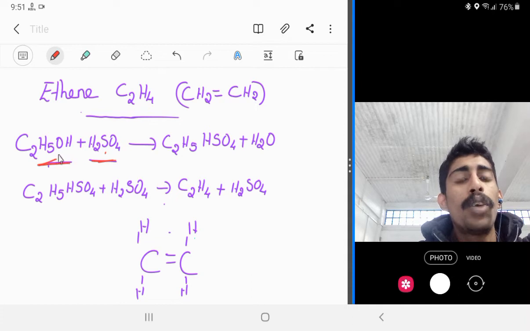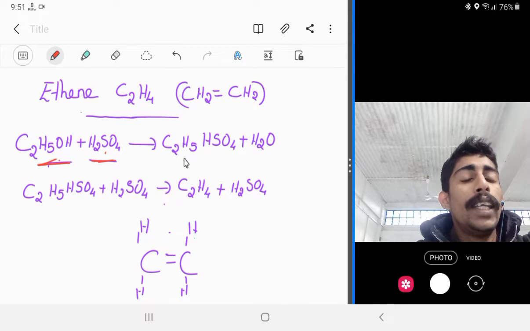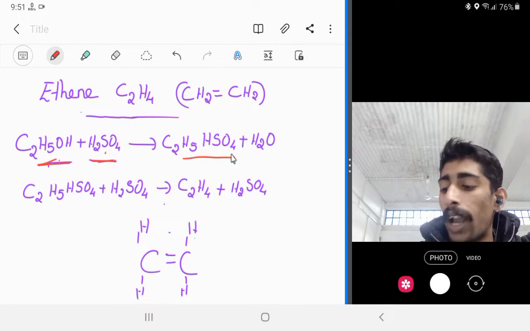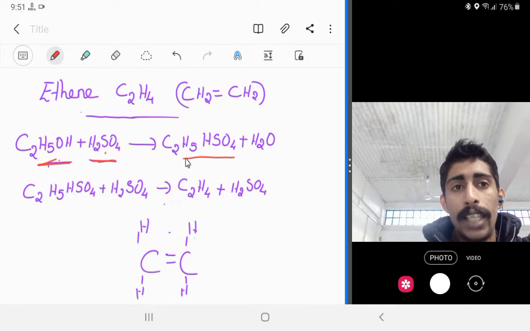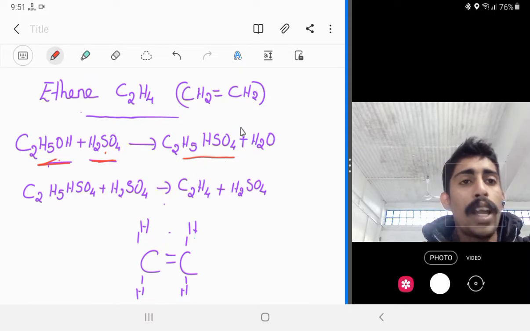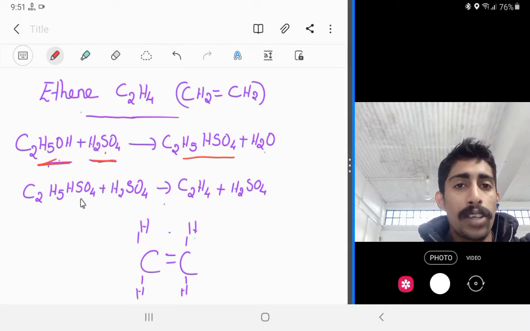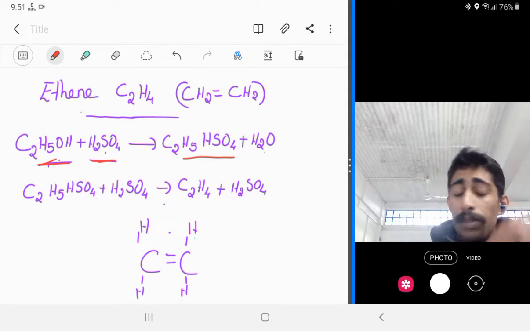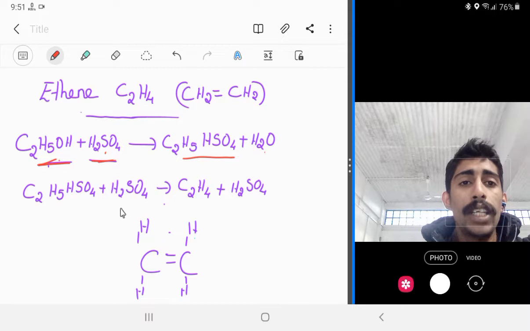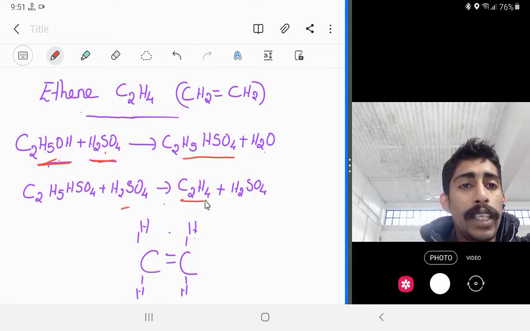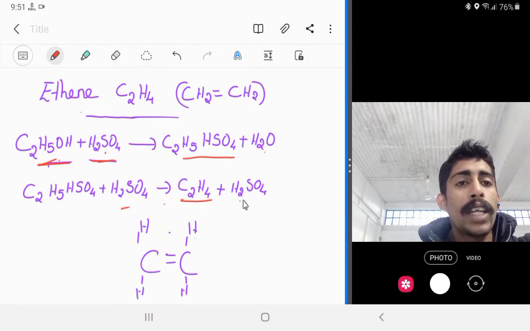Then the ethanol will react with the sulfuric acid and form ethyl hydrogen sulfate. We will get ethyl hydrogen sulfate and water. Then this ethyl hydrogen sulfate, C2H5HSO4, if it reacts further with sulfuric acid, we will get ethene, C2H4, and sulfuric acid. We can see that. Like this we are preparing it.